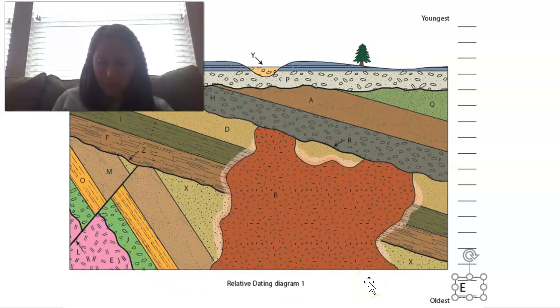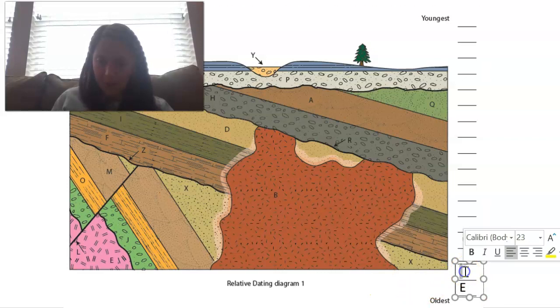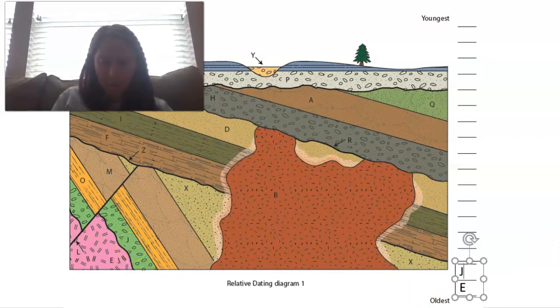Then, let's see, how are we going to do this? After E we have J. Well, we'll make this work. After J we have O. After O we seem to have M. After M we have X.